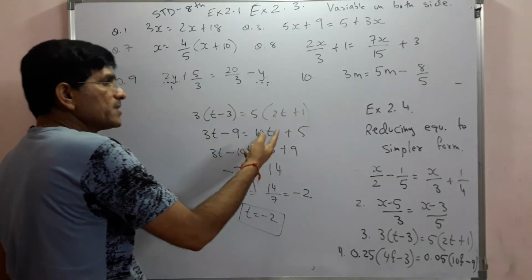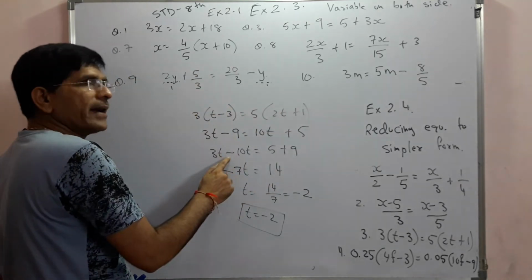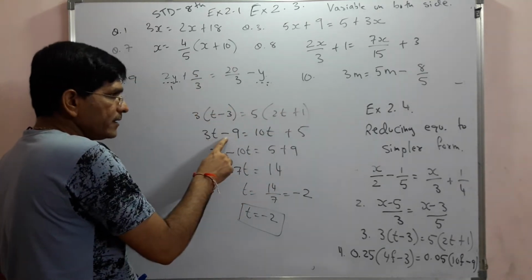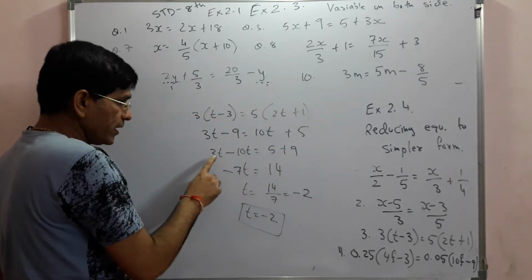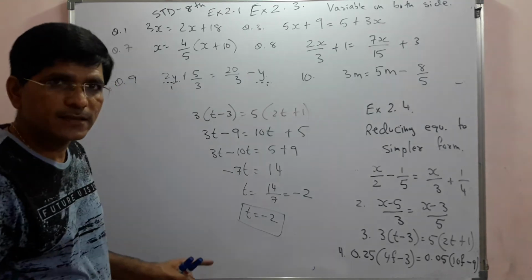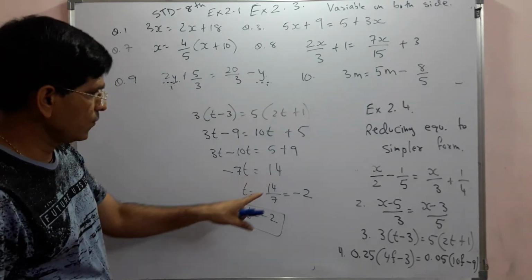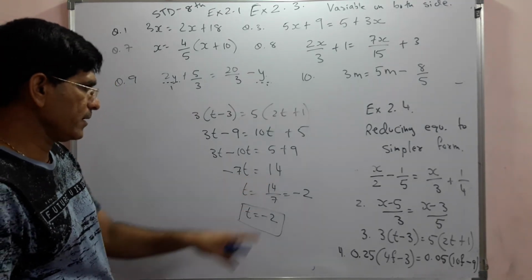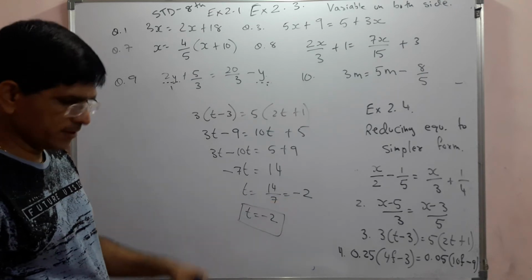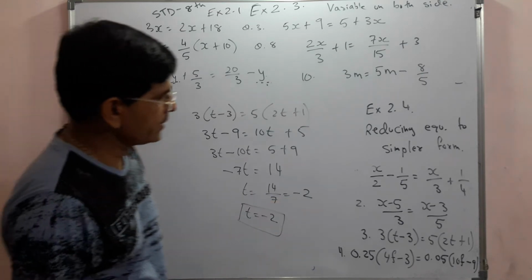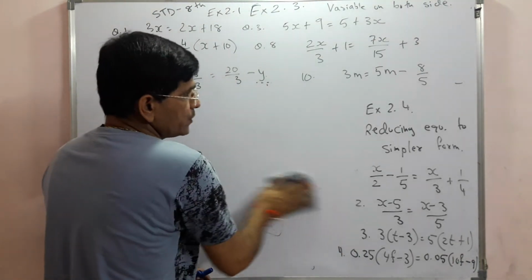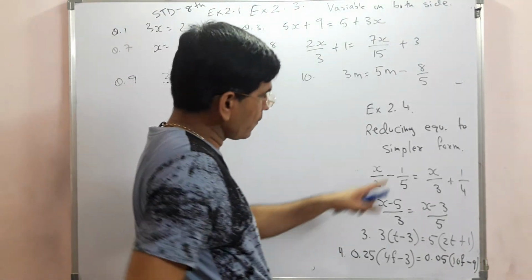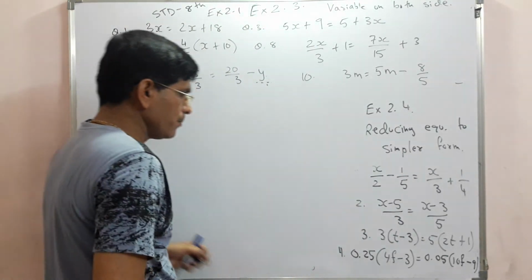Now 10t should be shifted from right to left, that is minus. And minus 9 should be shifted from left to right, that is plus 9. 5 plus 9, 14. Difference of sign is always subtraction. So minus 7t is equal to 14. T is equal to 14 upon 7, that is minus 2. T is equal to minus 2. So I think mostly all sums related to exercise 2.3 and reducible equations to simpler form, we have completed.